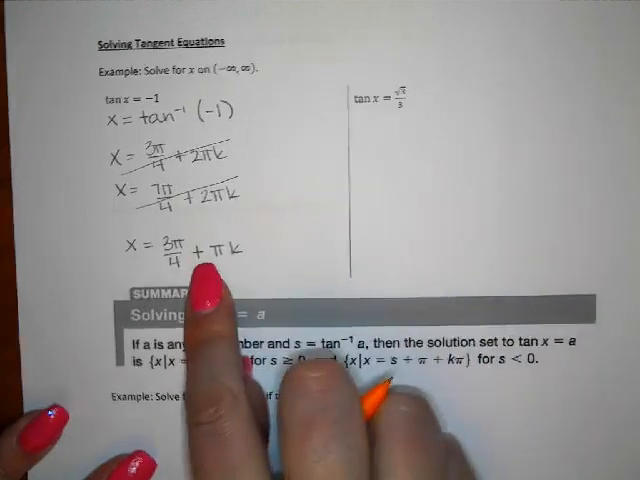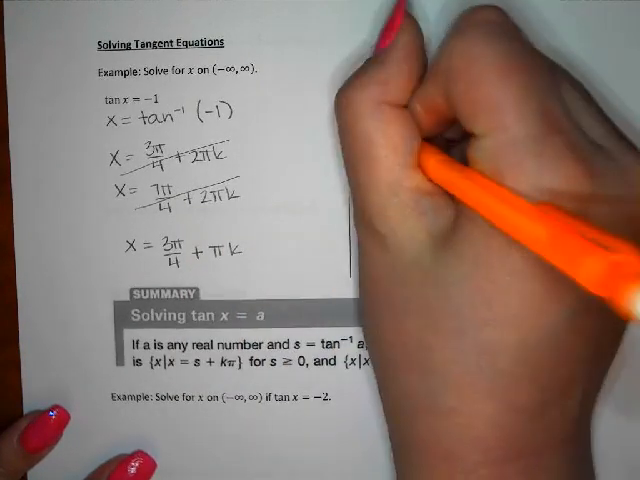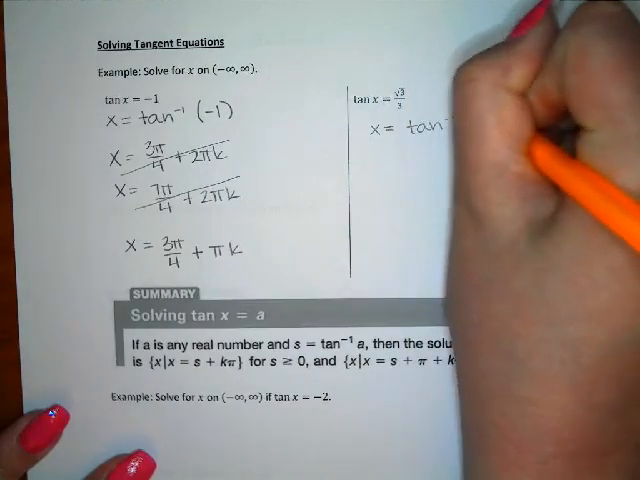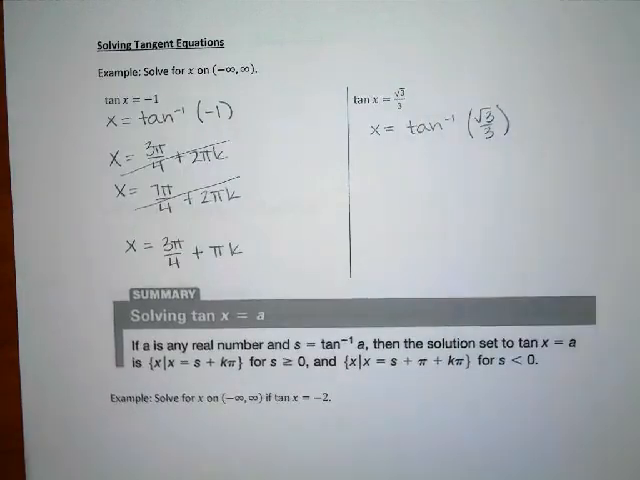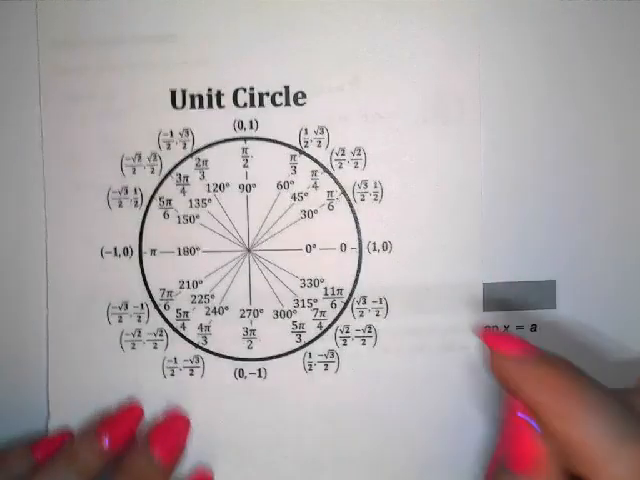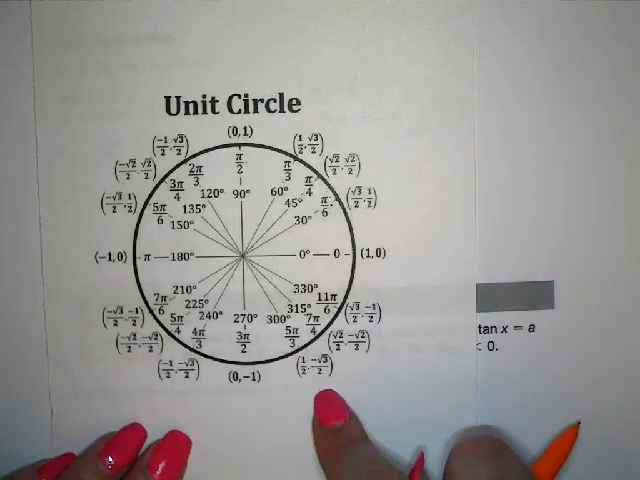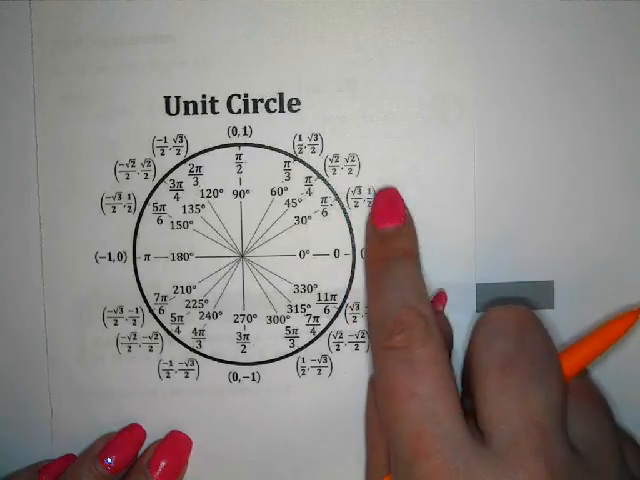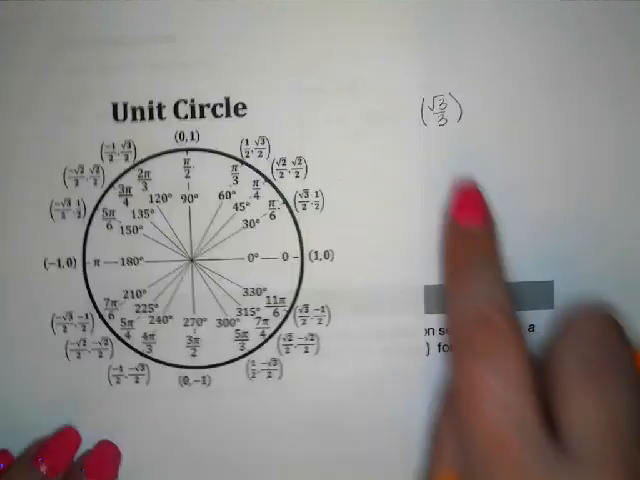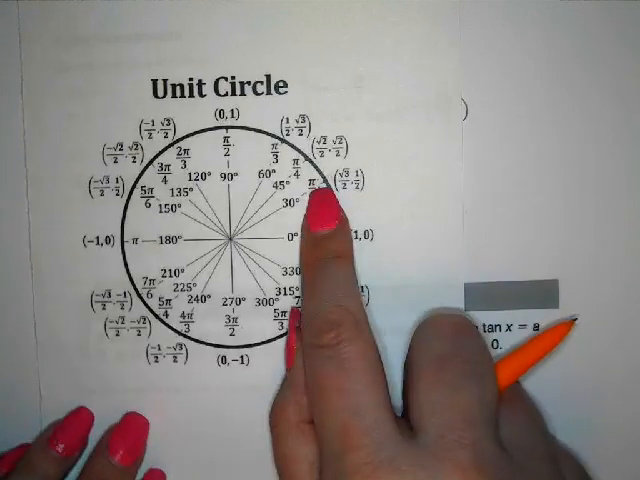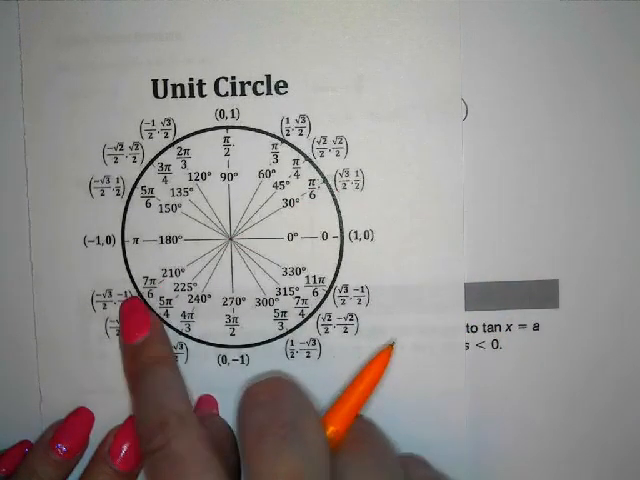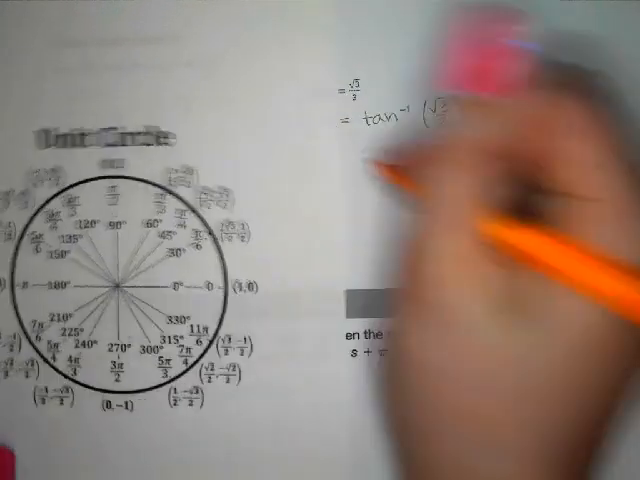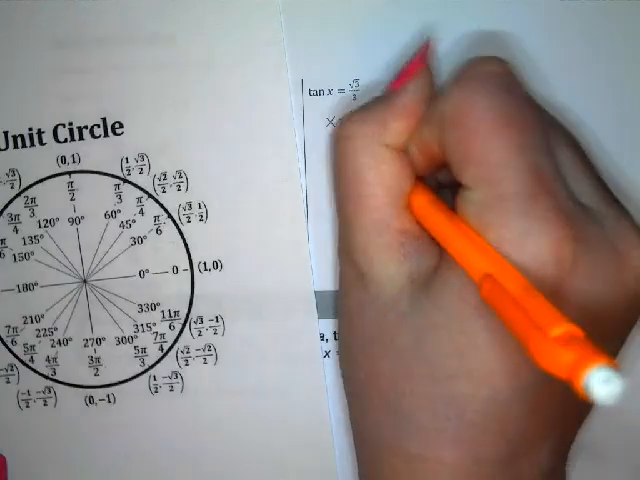The angle is tan inverse of √3/3. And so I'm going to look on the unit circle and see where I have a y divided by x that simplifies to be √3/3. And it's right here. 1 divided by √3 becomes this. So it's pi sixths and 7 pi sixths, and they typically, between the two of them, want you to write the one that's smaller. So I'm going to say x equals pi over 6 plus pi k.